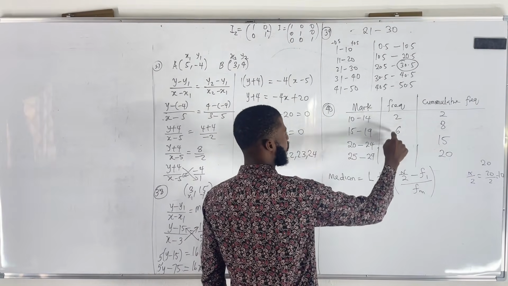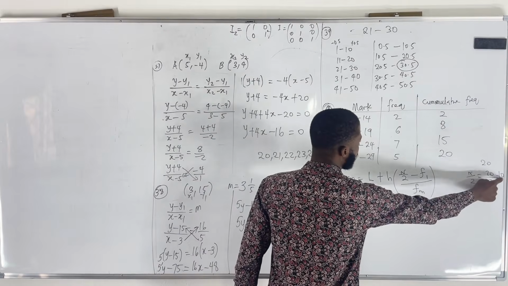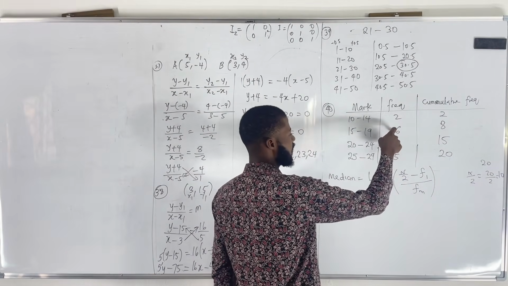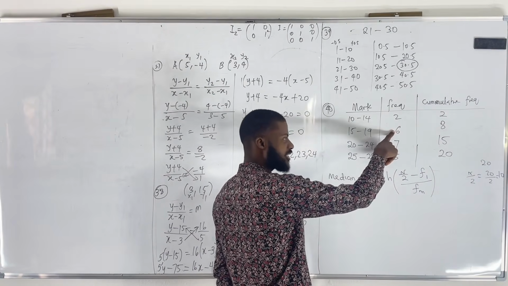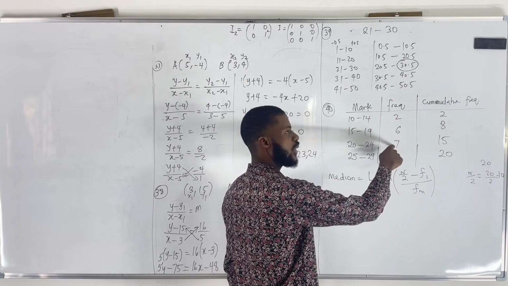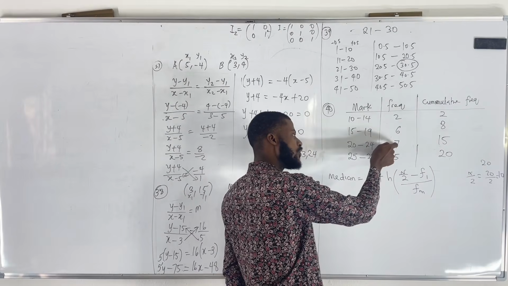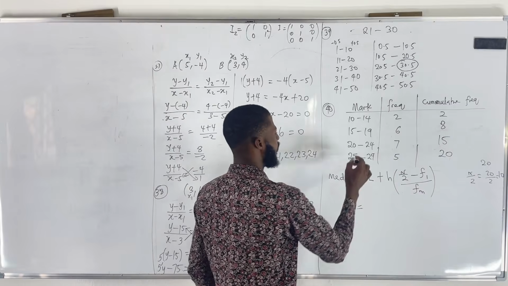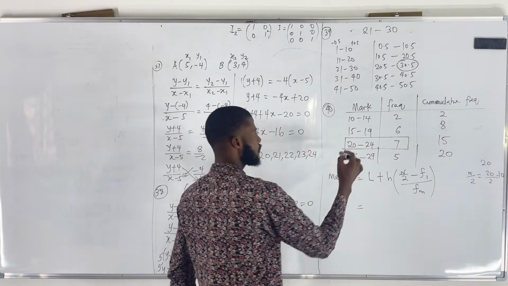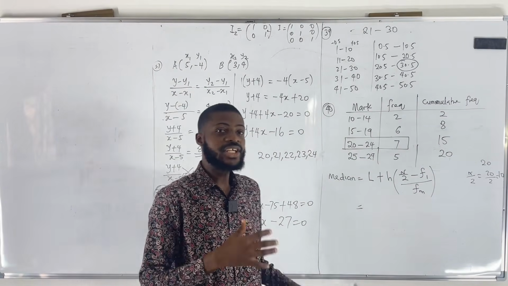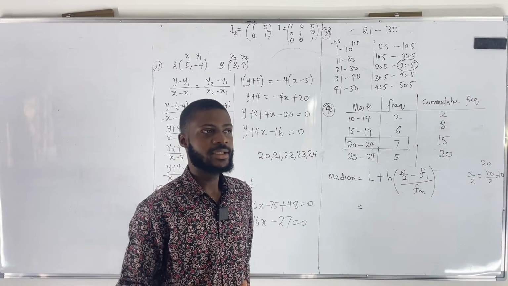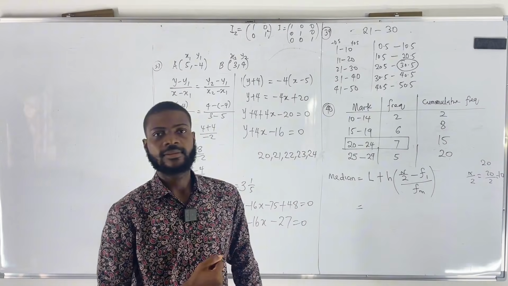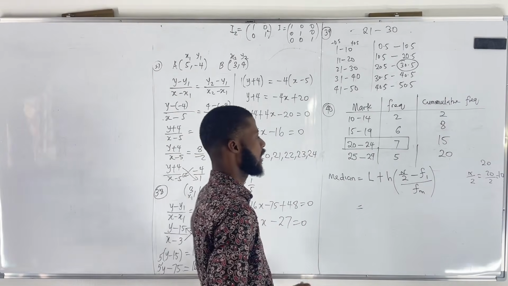So let's add this frequency up to see where we're going to get something that is above 10. 2 plus 6 is what? 8. It still doesn't reach 10. 8 plus 7 is what? 15. Definitely it will be here. So this means that this is our median class. Now, this does not tell us what our median is. This only tells us the class where we can go to and get our median.